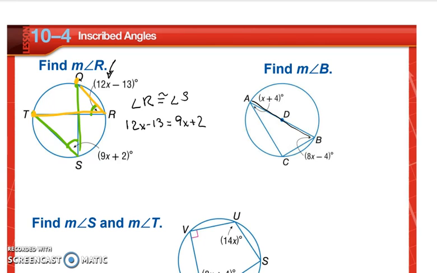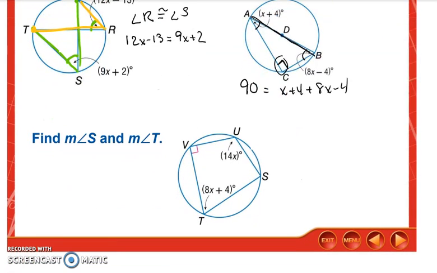Okay, then we look at this one. This is a diameter. So, knowing that, we know that this has to be 90 degrees. So the sum of the angles in a triangle is 180. Well, 90 degrees of it is already used up. So to set up this one, you would set it up as 90 equals x plus 4 plus 8x minus 4. Because this plus that has to equal 90 degrees, since 90 degrees of the triangle is already used up. Okay, again, you would continue and solve that one.